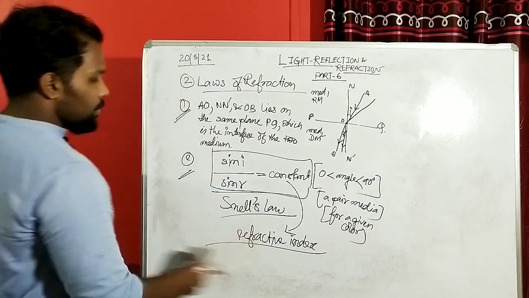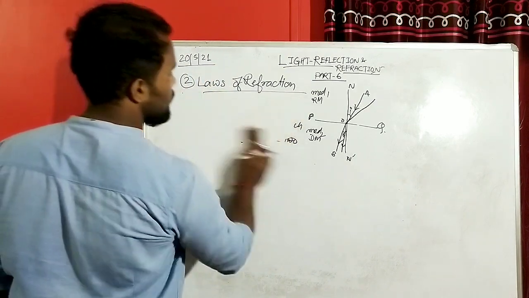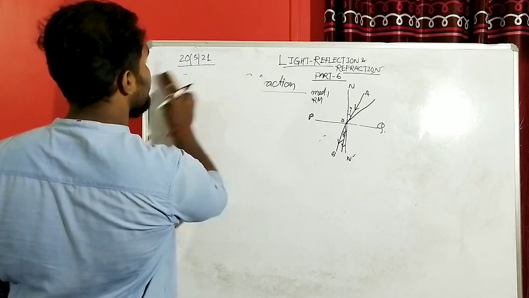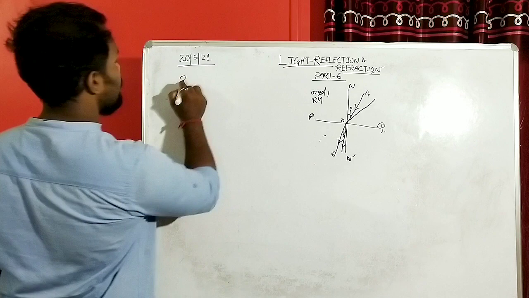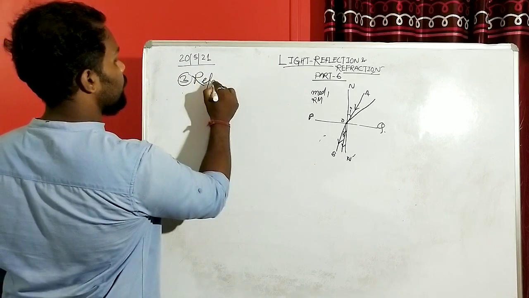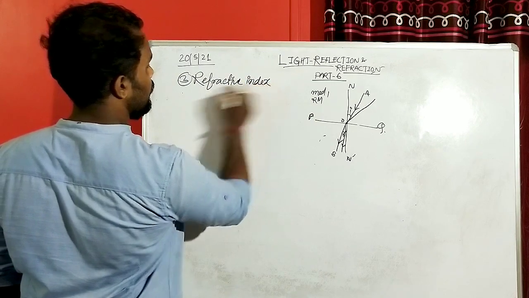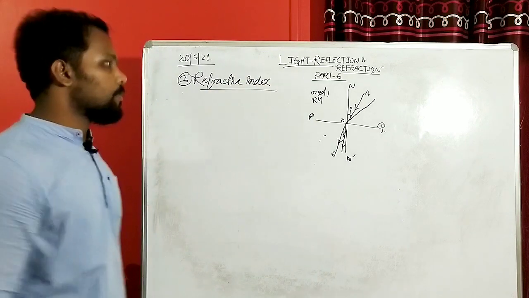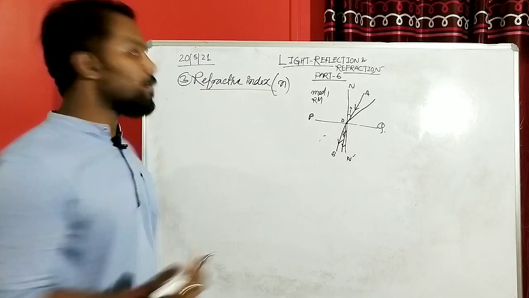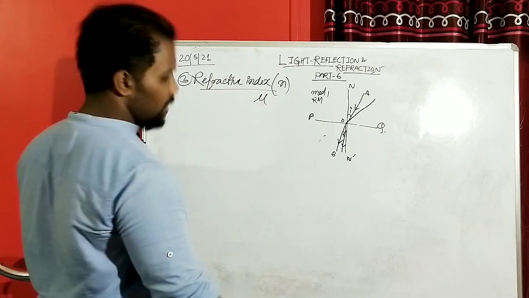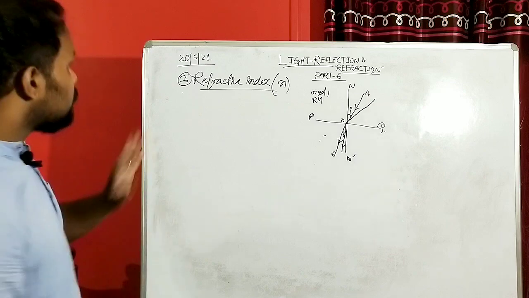Now we will move towards the next concept, refractive index. What actually refractive index is, we have to understand this, what it is and how it actually works. Our next topic is refractive index. I will represent it here by n, and some teachers represent it by nu. In class 10 we will represent this by n. So don't get confused about that.